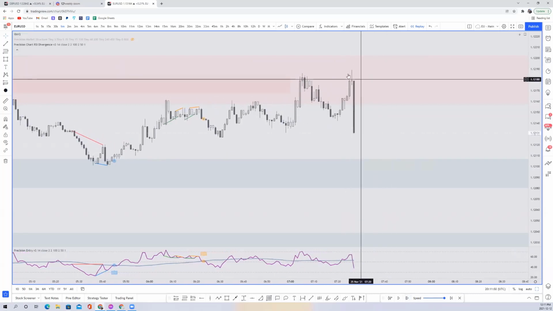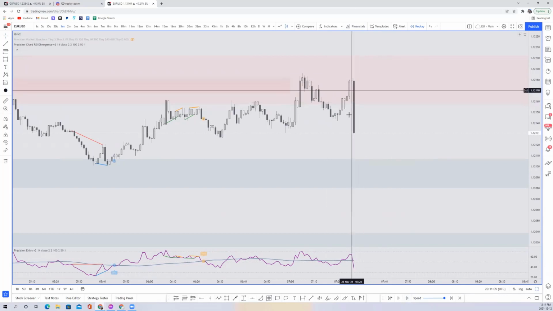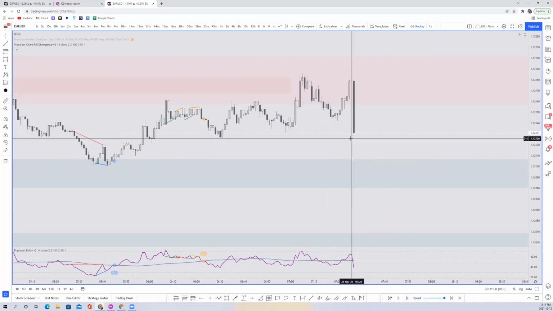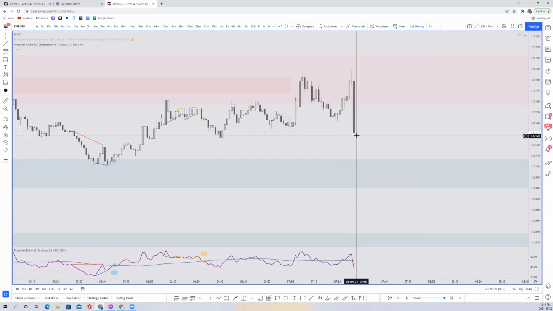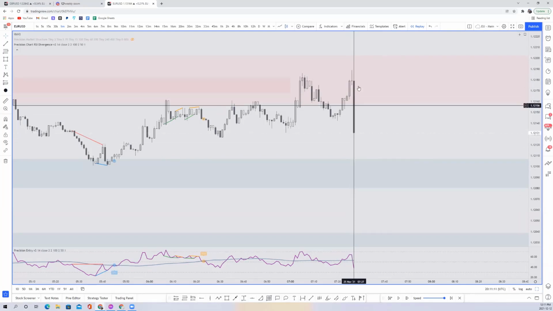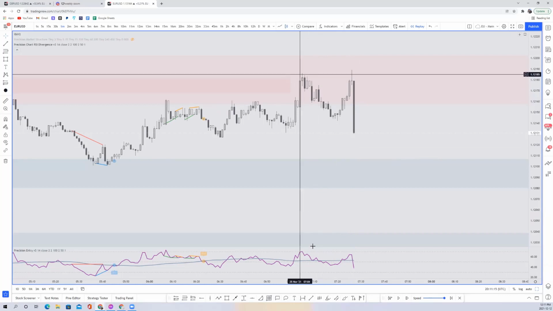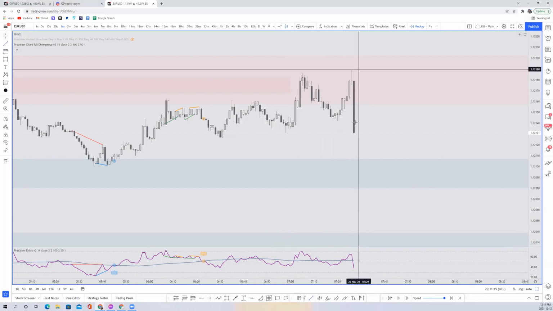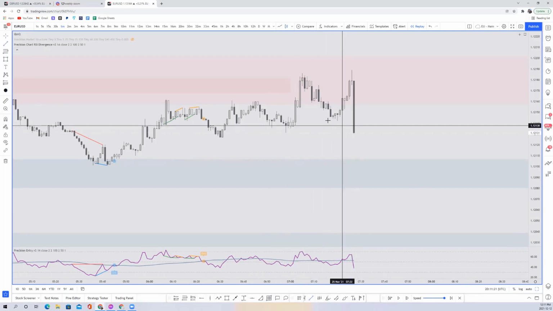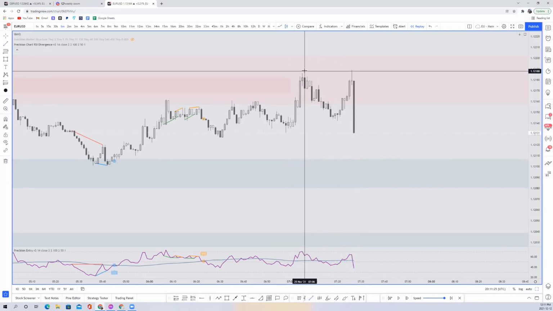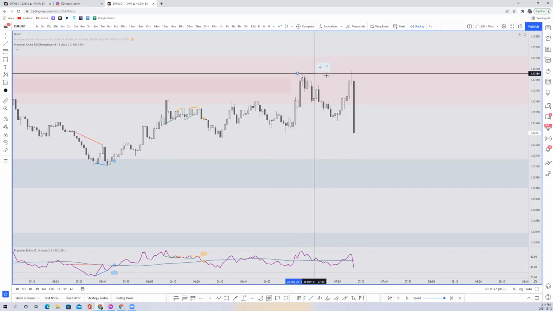So right there, you start seeing stuff like that. You're going to want to go investigate what that is because that's likely a wick on the 15. The next thing you have here is a change of character. But anytime you see a little move that takes out even 1 minute swing points, always go back to the 15. See if it did anything on the 15.